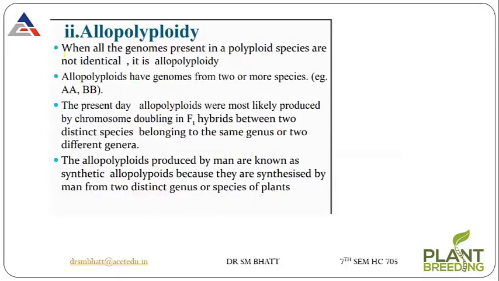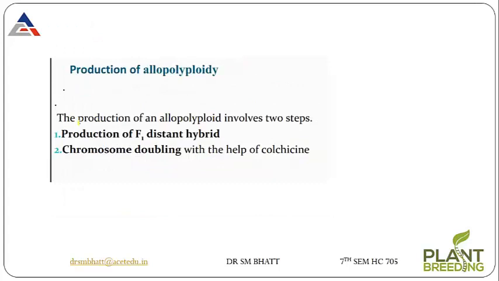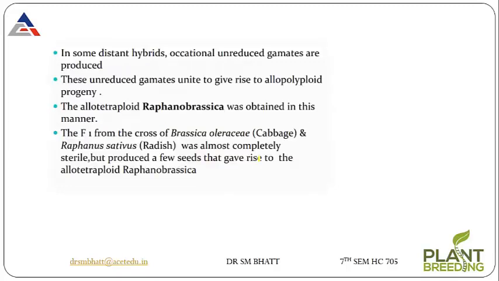Alloploid: when all the genomes present in the polyploid are not identical. Polyploid genomes from more species are most likely doubled in a hybrid. Production of alloploid involves two steps: production of an F1 distant hybrid and chromosome doubling by colchicine. In some distant hybrids, occasional unreduced gametes are produced. These unreduced gametes unite to give rise to alloploids.